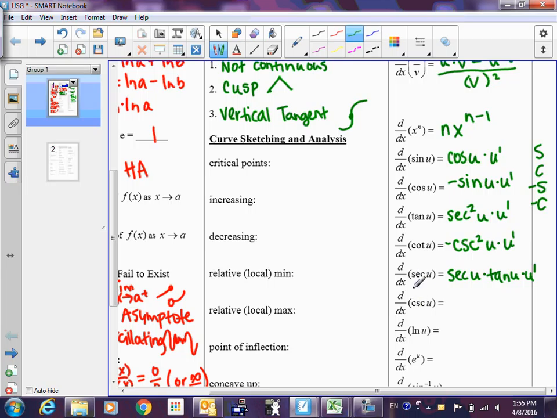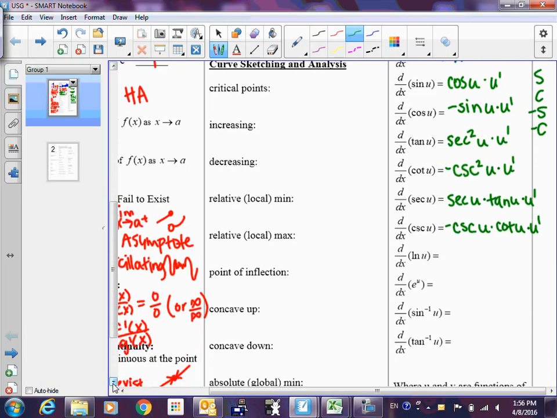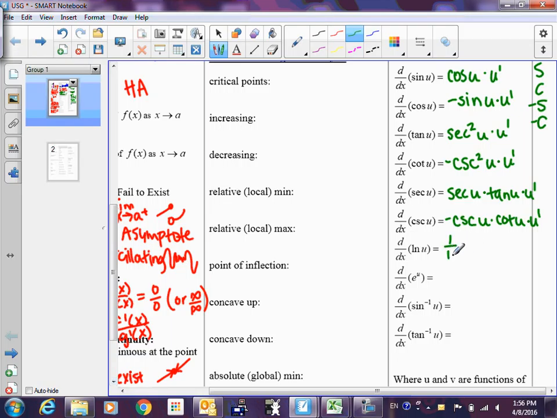And then again, from secant to cosecant, you just put a negative and then it's co everything. What most people forget here is if this u is something other than x, you've got to go times the derivative of that at the end. That's where most people mess up. All right, what about natural log of u? 1 over u times, big surprise here, u prime.